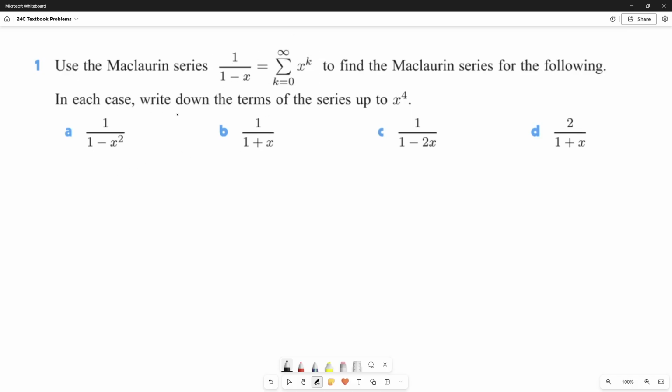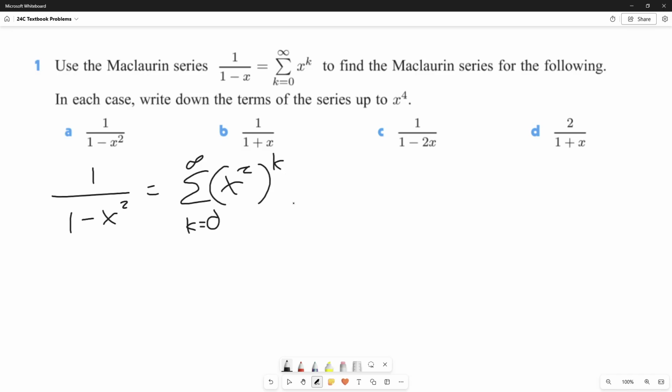So for a, we can change this x to an x squared, so substitute x squared for this x. So 1 minus x squared. And whatever we change to this part, we have to change for this part. So since we substituted x squared for x into here, that means we have to substitute x squared for x into here. So sum k equals 0 to infinity of x squared to the power of k.